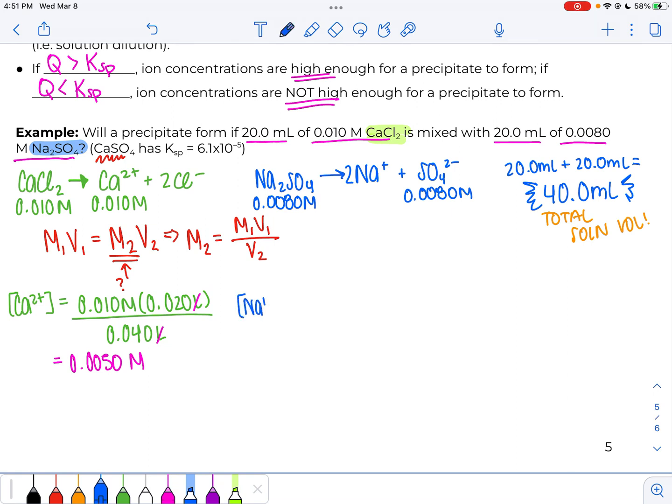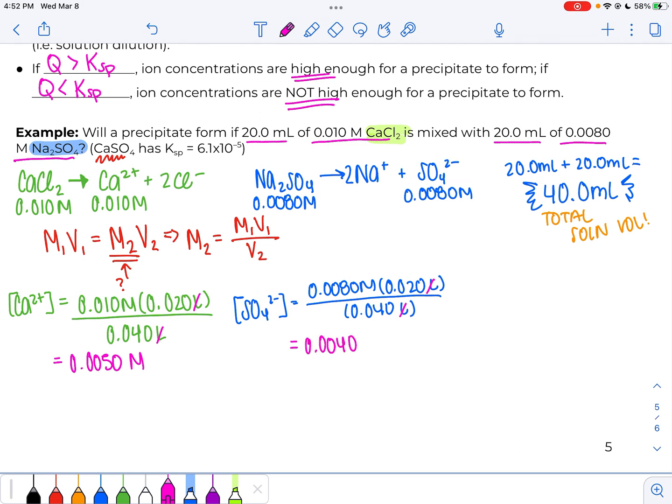Now let's do the sulfate ions. So our sulfate concentration started out as 0.0080 molar, and I had 0.02 liters of it. My new solution volume is 0.040 liters. So again, units cancel, yay. And when I plug this into my calculator, I end up with a 0.0040 molar solution.